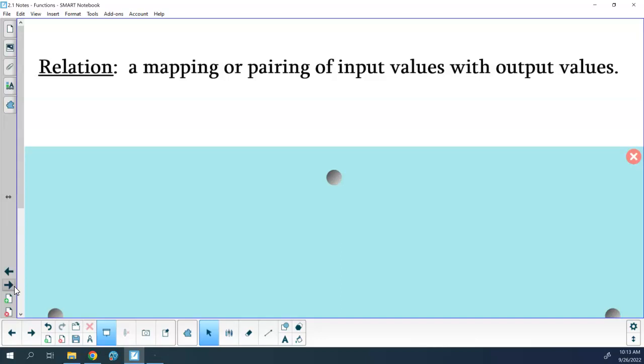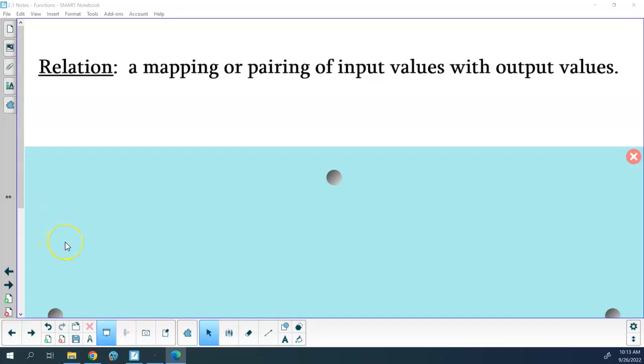And a relation is a mapping of input values to output values. So what you put into something, I don't want to use the word function because not all relations are functions, but what you put into an equation or an expression and what you get out of that.